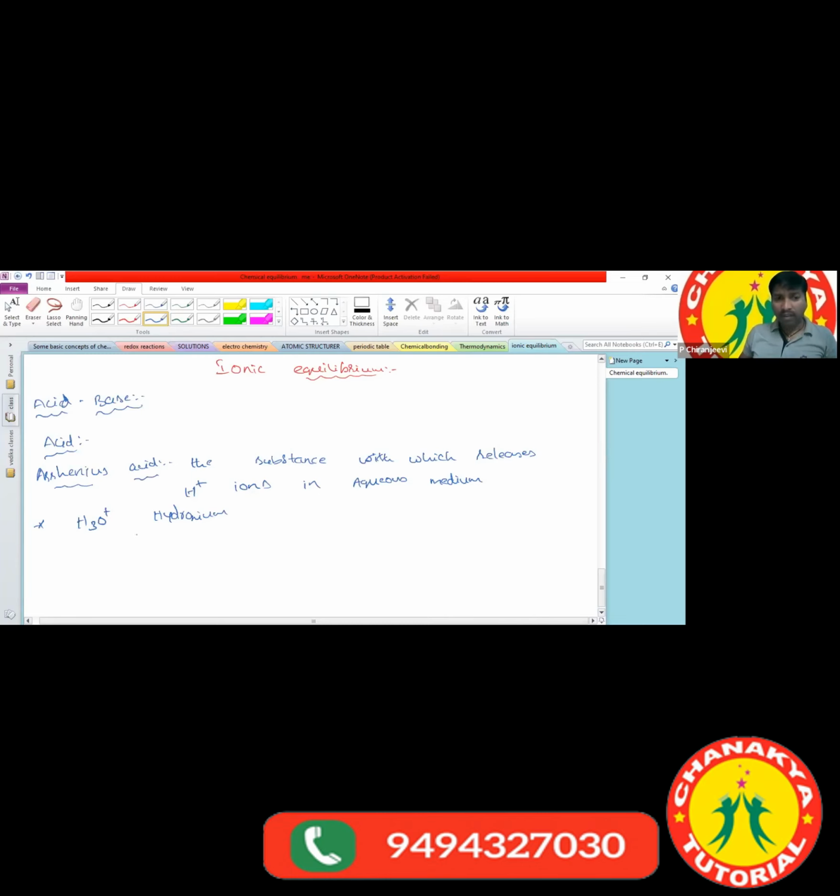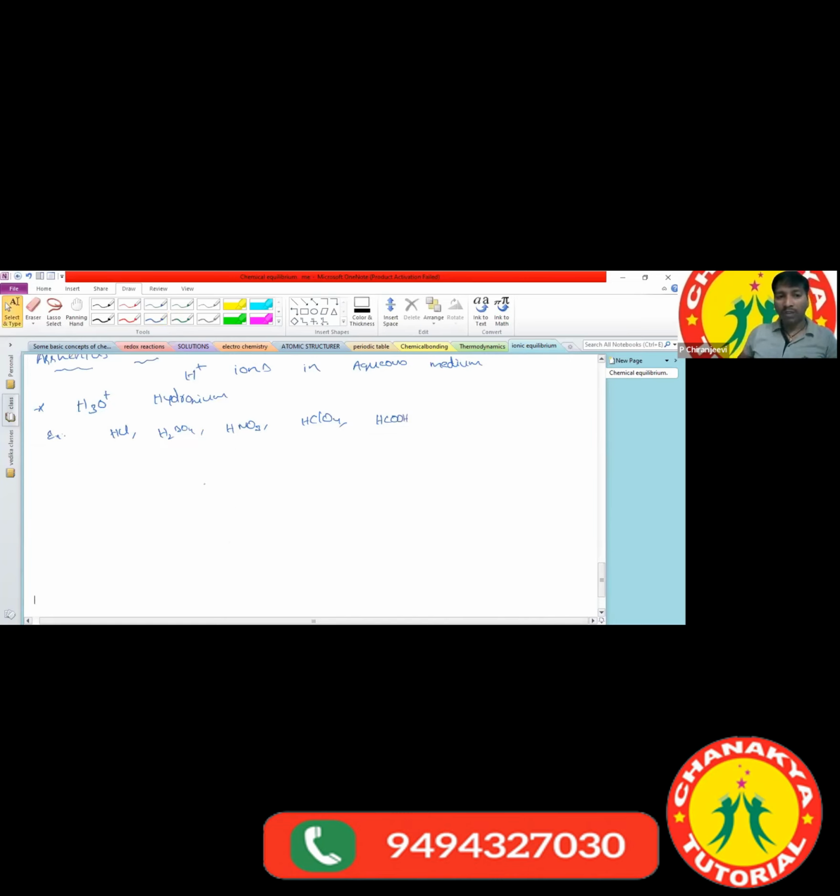Based on this, what are the examples of acids? HCl, H2SO4, HNO3, HClO4, all mineral acids. We can also take formic acid, HCOOH. Again, we have two types of acids: strong acids and weak acids.